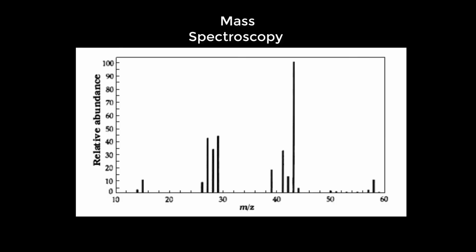The data from the detector will be displayed on the computer in a form similar to this. The y-axis represents relative abundance, and the x-axis represents the mass-to-charge ratio. Each peak represents a different ion and its mass-to-charge ratio. The height of each peak represents how much of that ion is present compared to the other species that were detected.